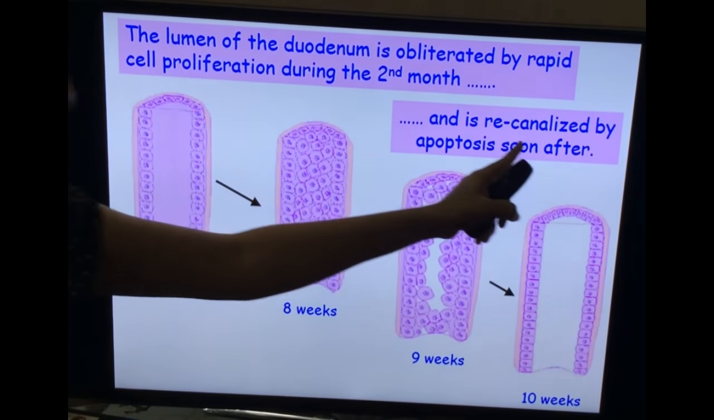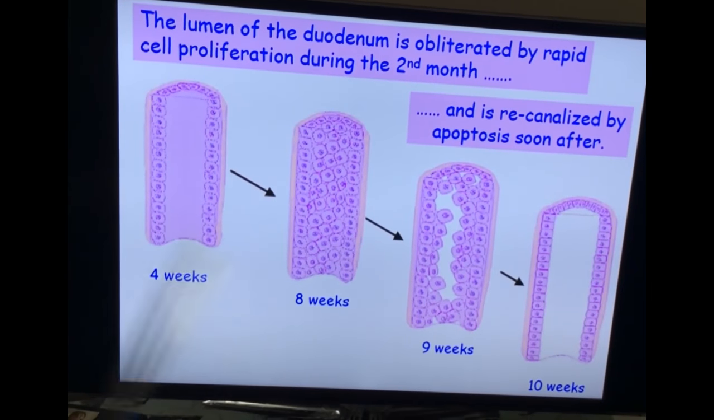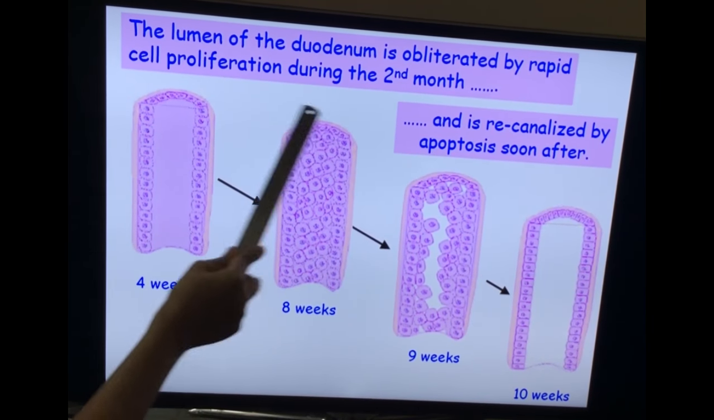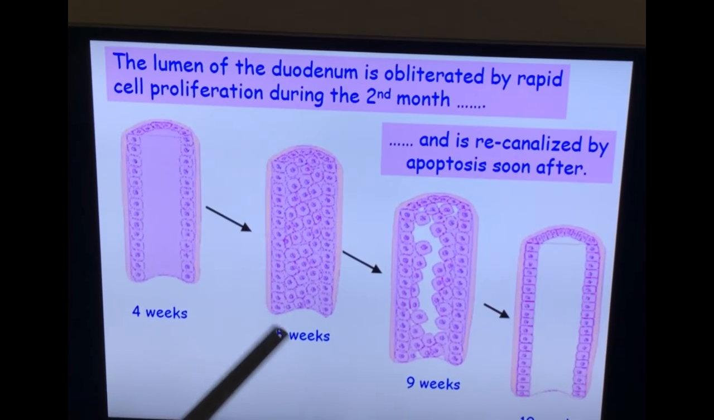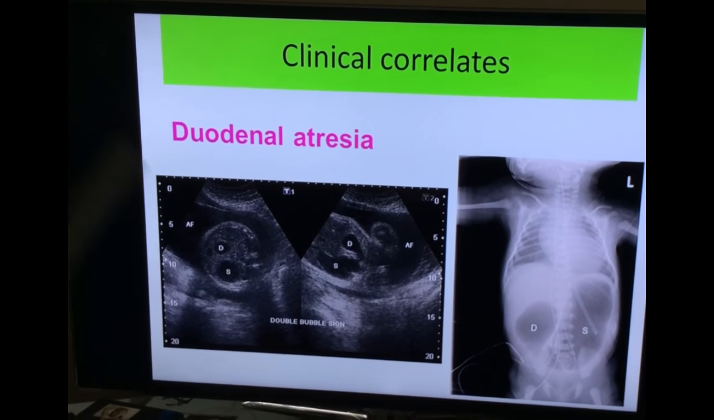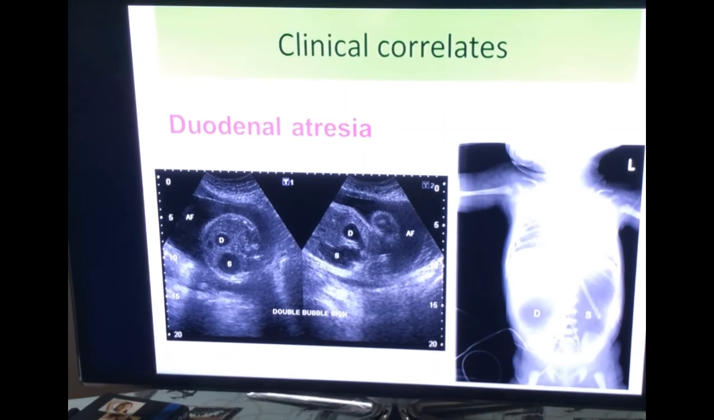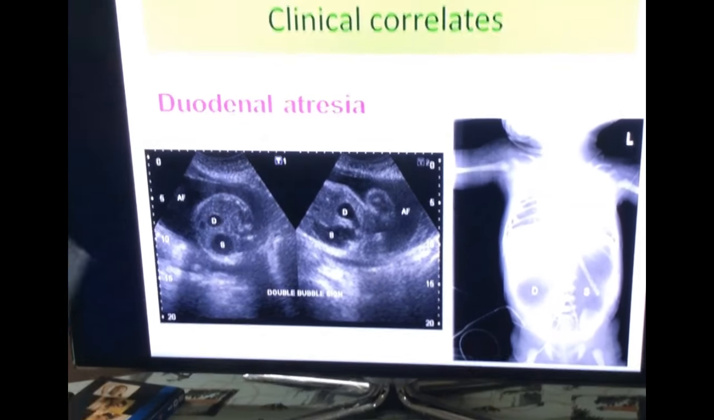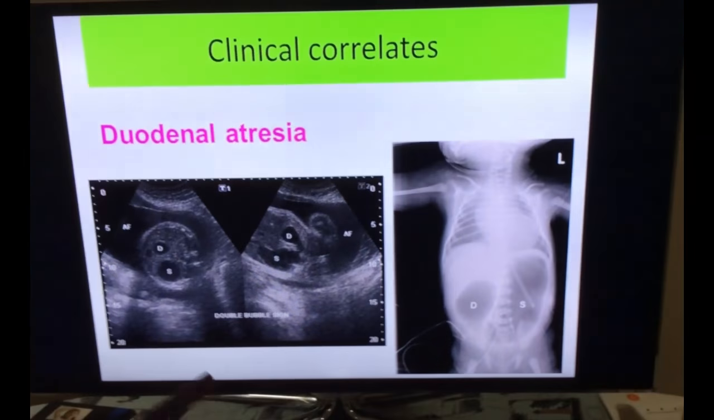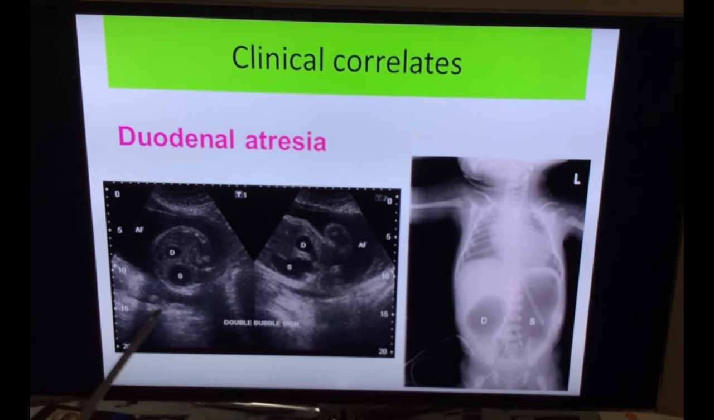If the recanalization doesn't occur, that results in duodenal stenosis. Or if there is complete absence of recanalization, or complete absence of apoptosis, there will be closure of the lumen. That condition is called duodenal atresia. In the duodenum, atresia is very common because it undergoes different changes: proliferation of epithelium, closure, and again recanalization. In the pyloric area, pyloric stenosis is very common, but in the duodenal area, duodenal atresia, there will be complete closure of the lumen.